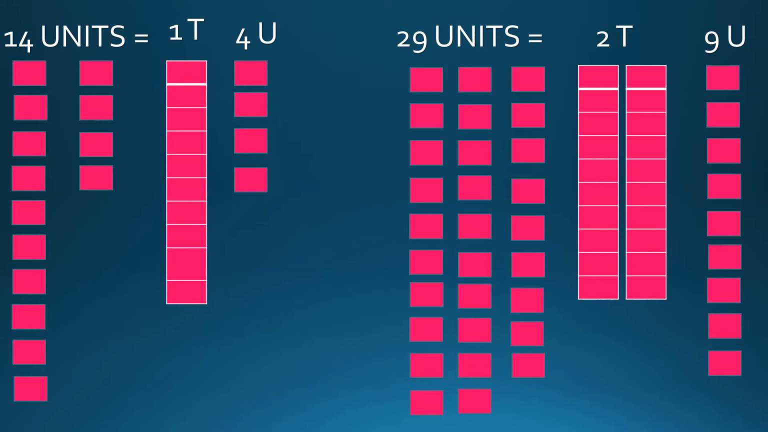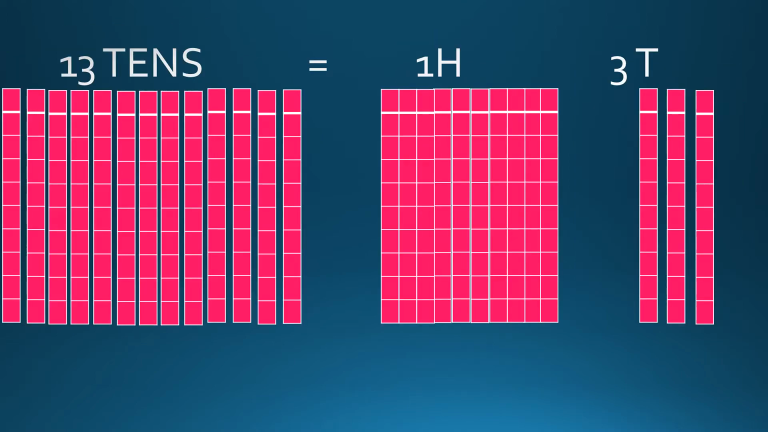14 units is the same as 1 ten and 4 units. What about 29 units? It is the same as 2 tens and 9 units. 13 tens. How else can we write it? 13 tens is equal to 1 hundred and 3 tens.